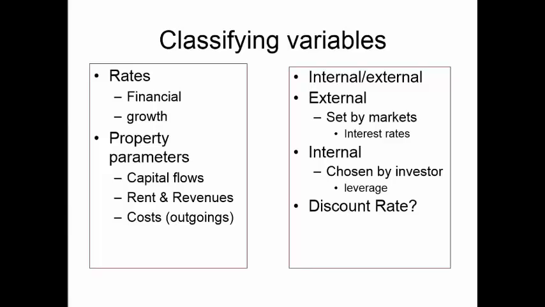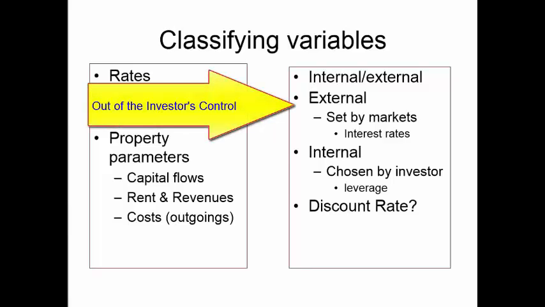There's a second way of classifying the variables, and this is to classify them between internal versus external variables. By external, we mean those variables that are set by the markets. Of these, interest rates are a good example, but there are many, many others. The important thing about the external variables is that there is nothing at all that we can do in managing our property that can change the way that these variables behave. They are like the weather, we're simply subject to them.